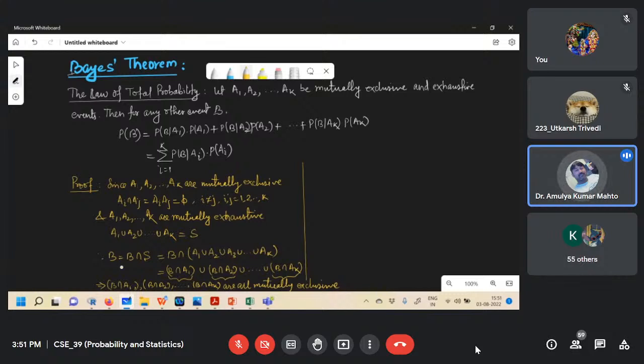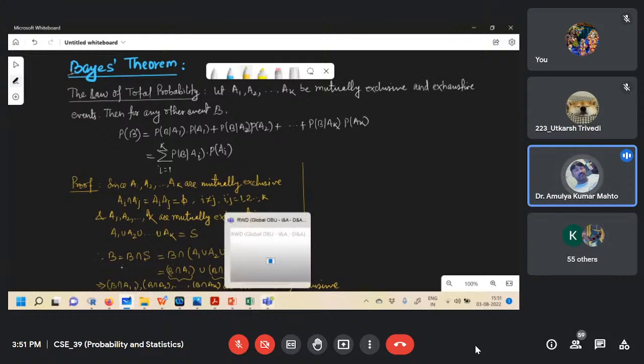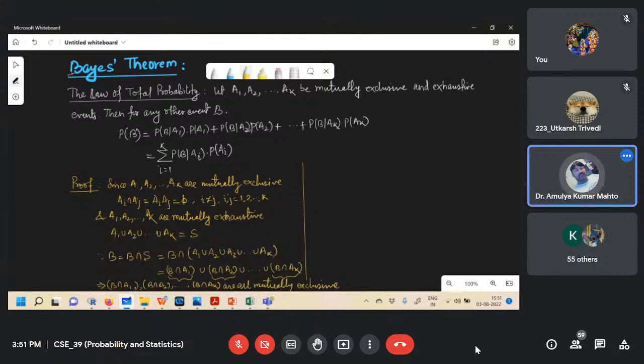Well, A1, A2, AK are disjoint. Then if I take intersection with anything, even if I take intersection with the sample space, this can be A1 only, maximum, or less than A1. So again, these intersections will have no common element. So these intersections are all mutually exclusive.